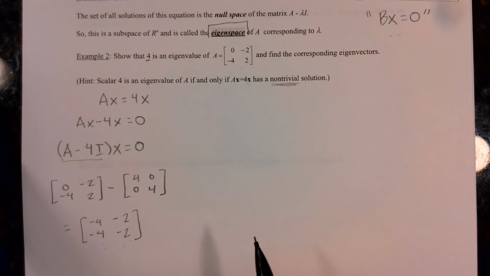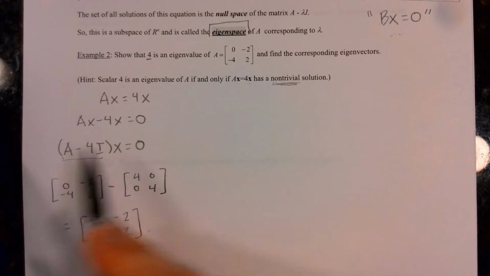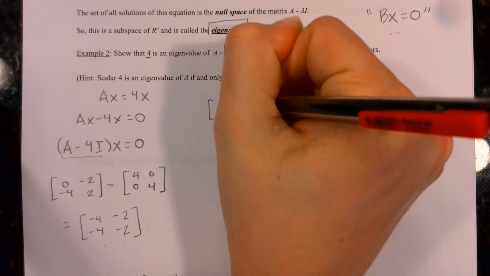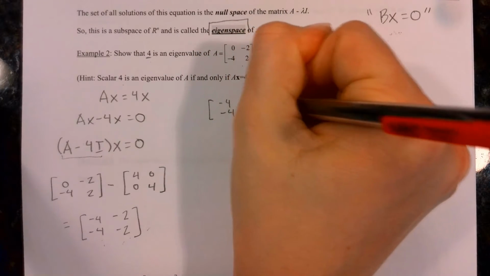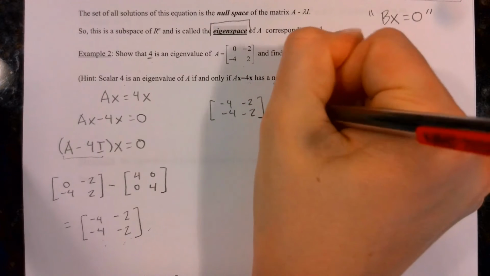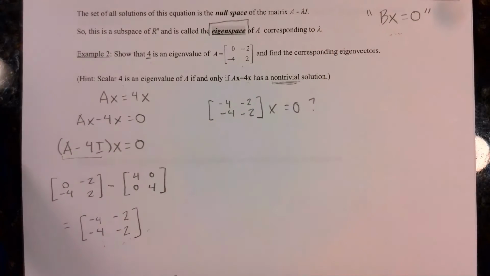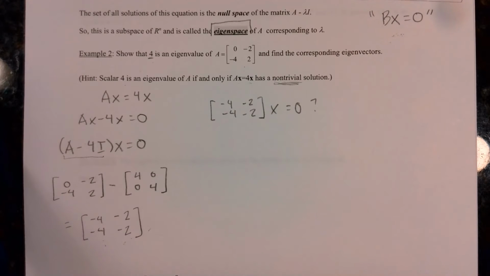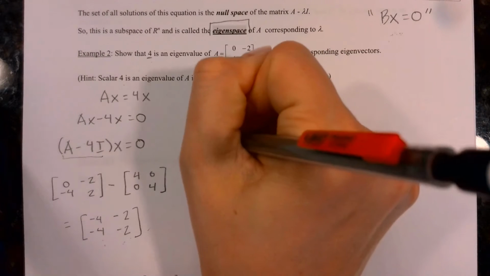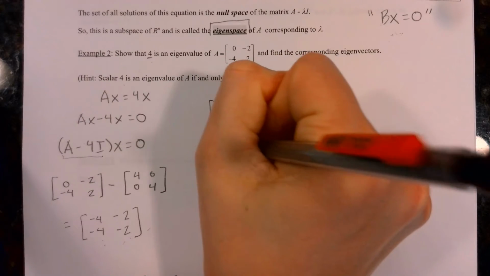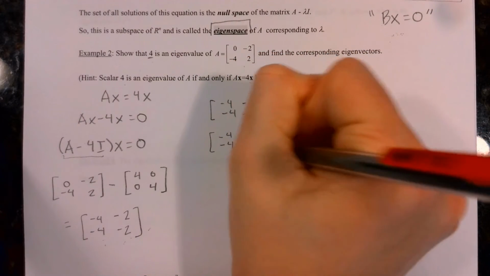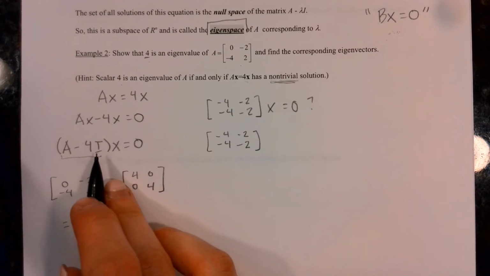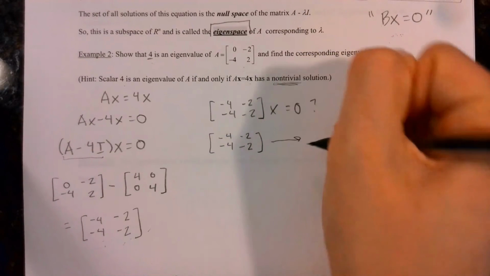So now I'm going to take this, because this is this matrix, so I'm asking myself, what are the solutions to this equation? And to find the solutions, I'm going to row reduce. And notice I'm not writing A and then row reducing A. I'm row reducing A minus the eigenvalue times I. Took me one step.